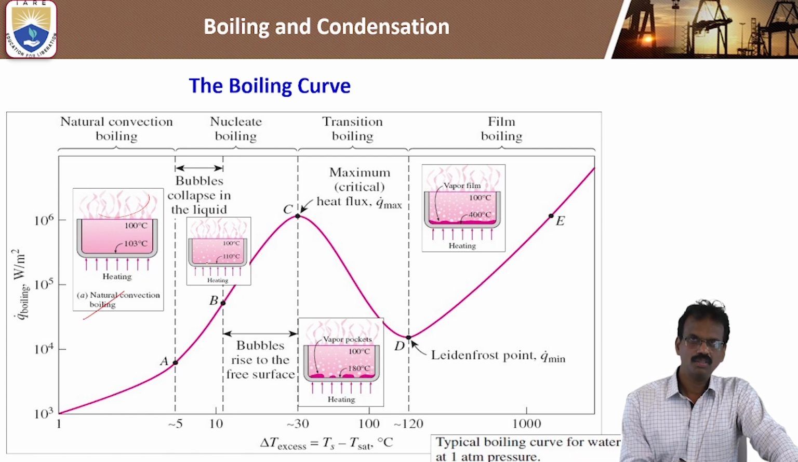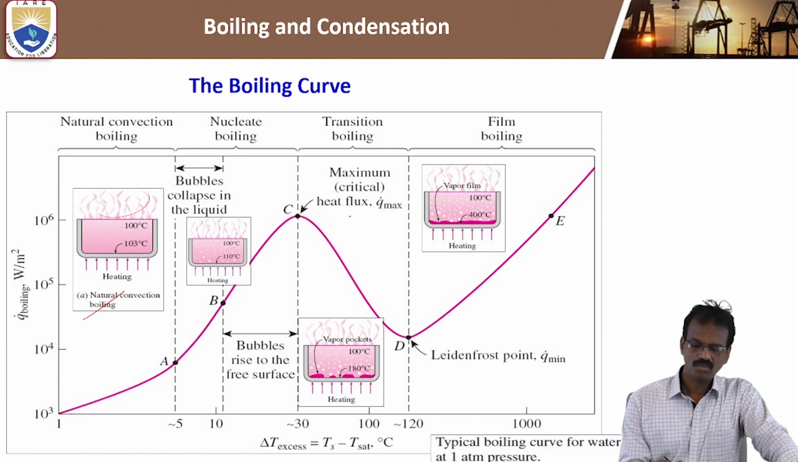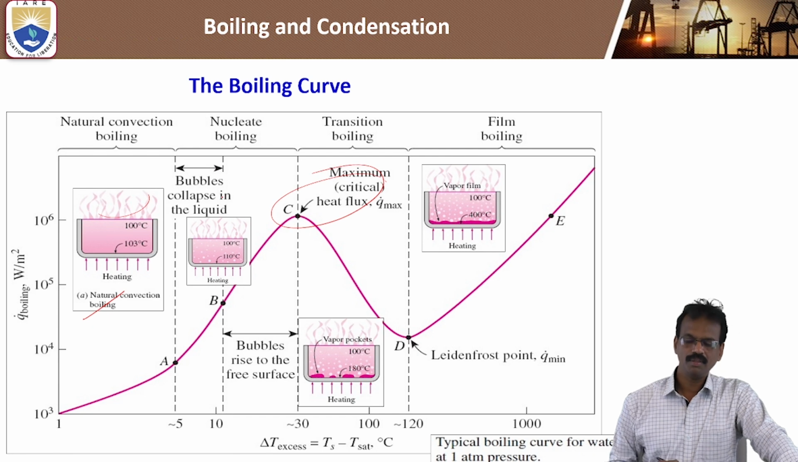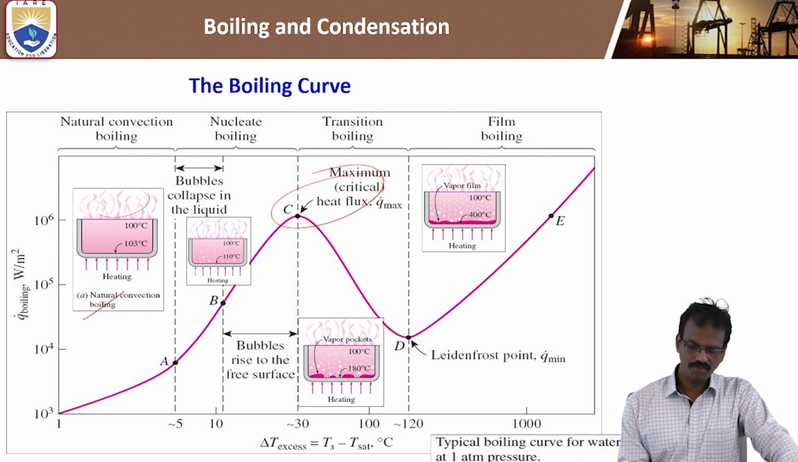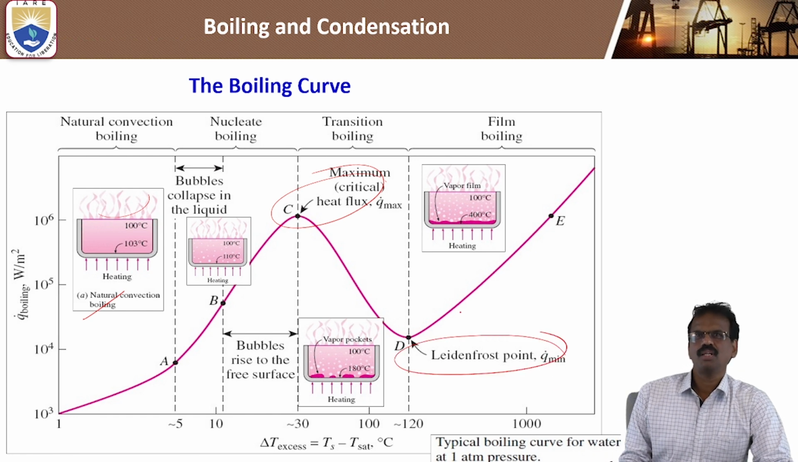Here we'll see bubble formation. Here we'll see rapid bubble formation. It is the critical heat flux here. Next, these vapor pockets oppose the heat transfer from the liquid to solid or solid to liquid. So the heat transfer rate will gradually decrease. This is the point, the minimum point of heat transfer rate.